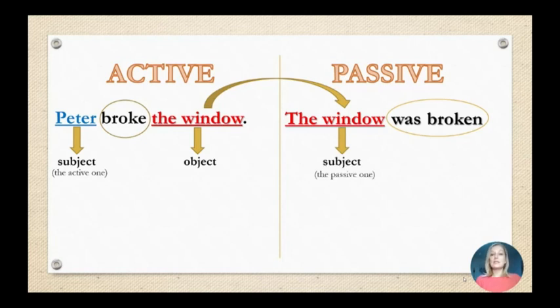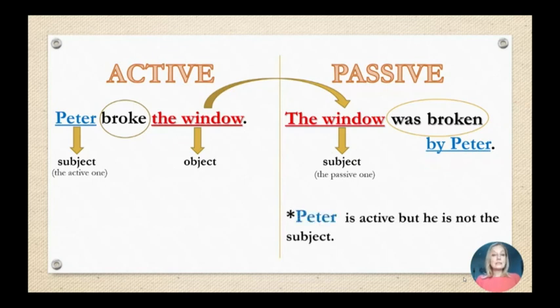But it says here the passive one. What does it mean? Well, the window doesn't do anything in this sentence. We don't know who did this. And if we want to say who did this, we should do it by adding it with the word by. So we say the window was broken by Peter. So Peter is still an active subject. He is the doer, the performer, but he is not our subject in the passive sentence. The window is our subject.